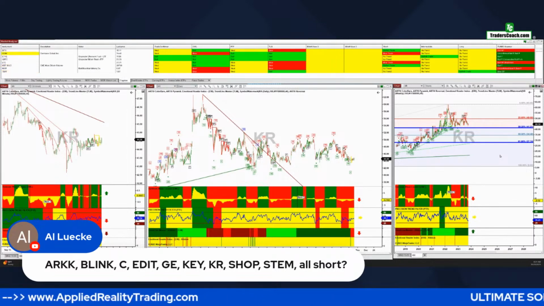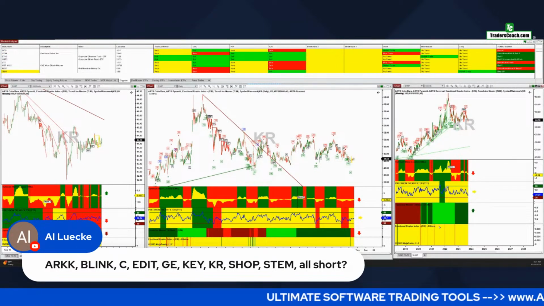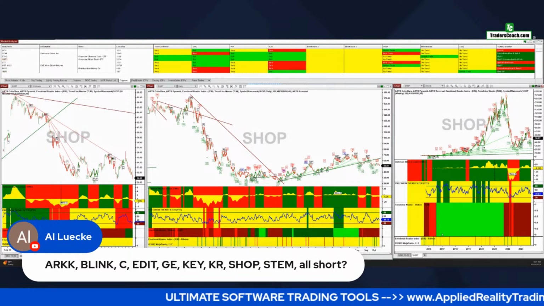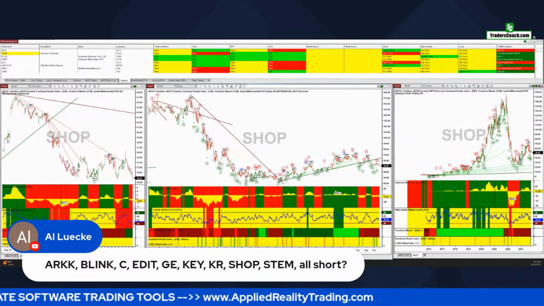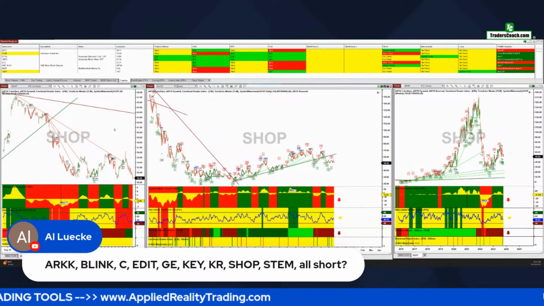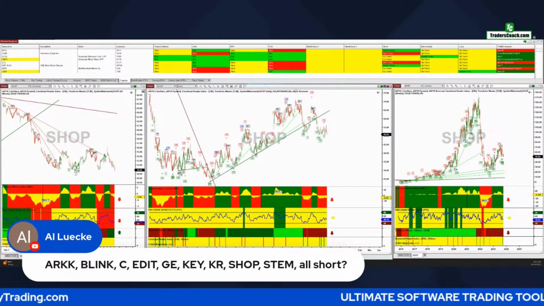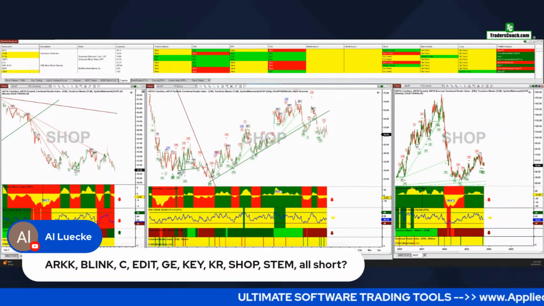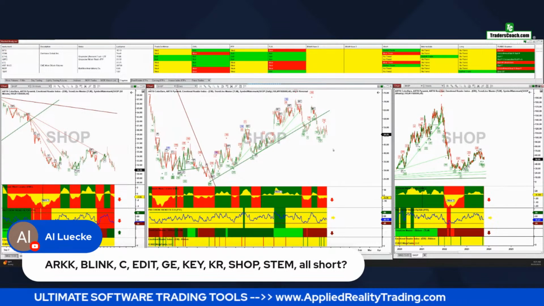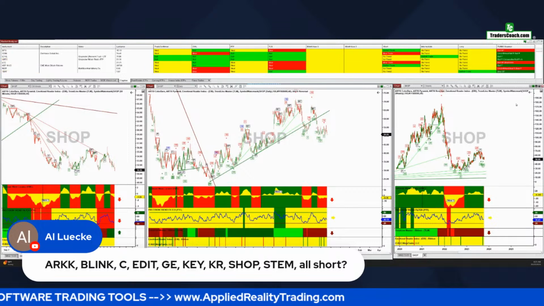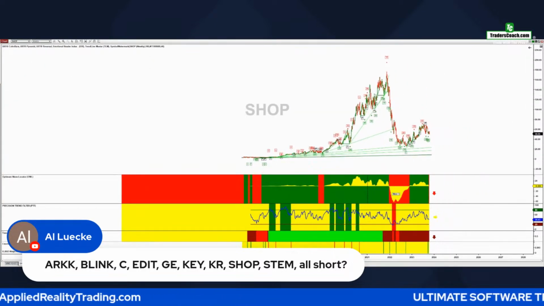All right, let's take a look at SHOP, S-H-O-P. All right, let me bring this down here and see what we got. Okay, so you've got a lot of red here. You've got red in the owl, yellow, yellow, red. Okay, so you don't want to take a long position. And you do have a situation where you're coming down here. Let me open up this chart for a minute. Okay, so tough one here.